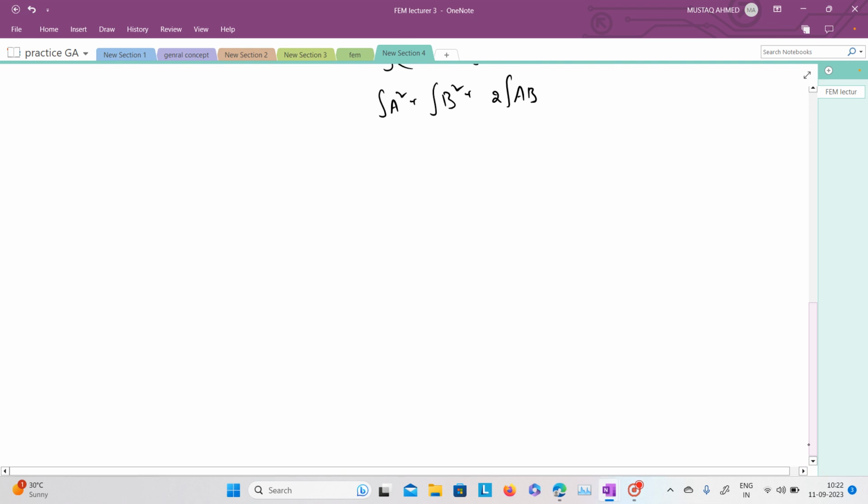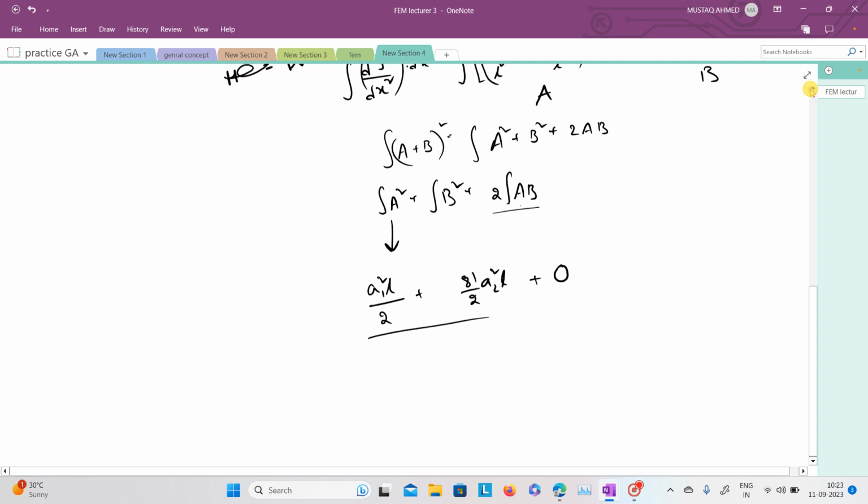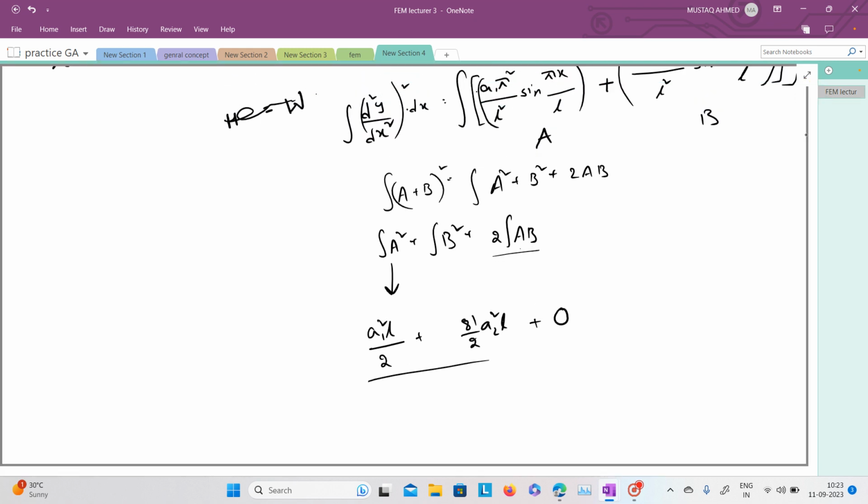After calculating this, integral a square will be a1 square L by 2, plus integral b square will be 81 by 2 a2 square L, plus the 2ab value will be 0. After adding these we will get the same equation which I wrote initially, the value of U.